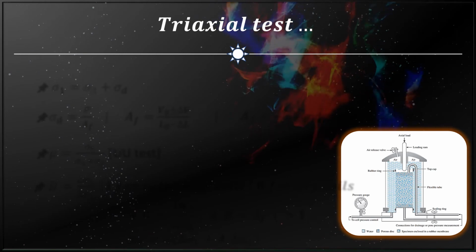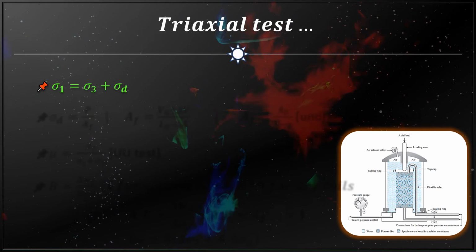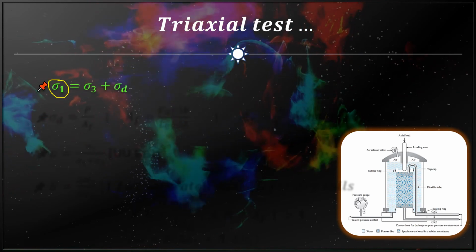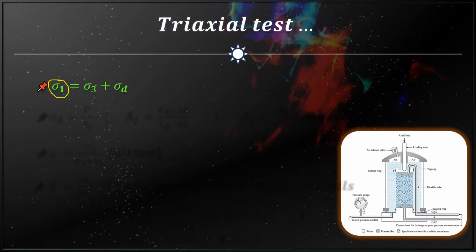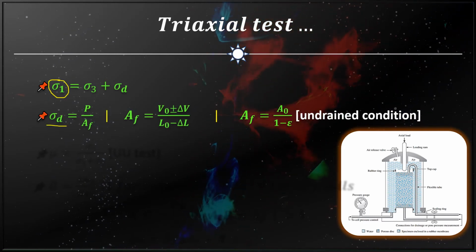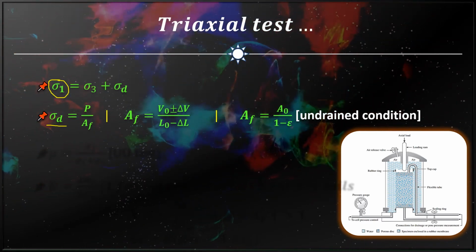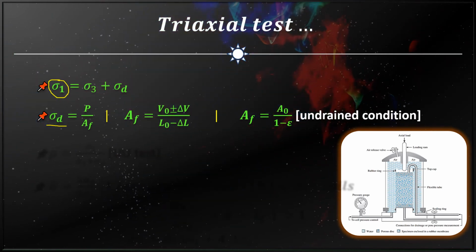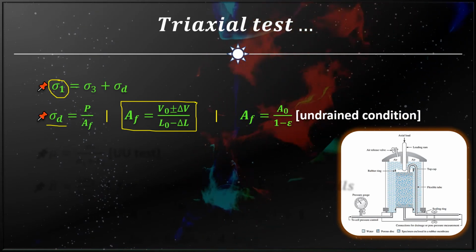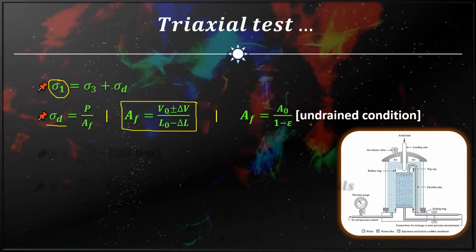And now we shall see formulas regarding triaxial test. In triaxial test, we have confining pressure, deviatoric stress, and also the sigma 1 value. Sigma 1 is given by the summation of sigma 3, that is confining pressure, and deviatoric stress. And how to calculate deviatoric stress? Sigma d is equal to failure load, denoted by P, divided by area of failure plane, area at failure. And area at failure shall be given by (V0 plus or minus del V, change in volume) divided by (L0 minus del L), the length of the sample at failure.